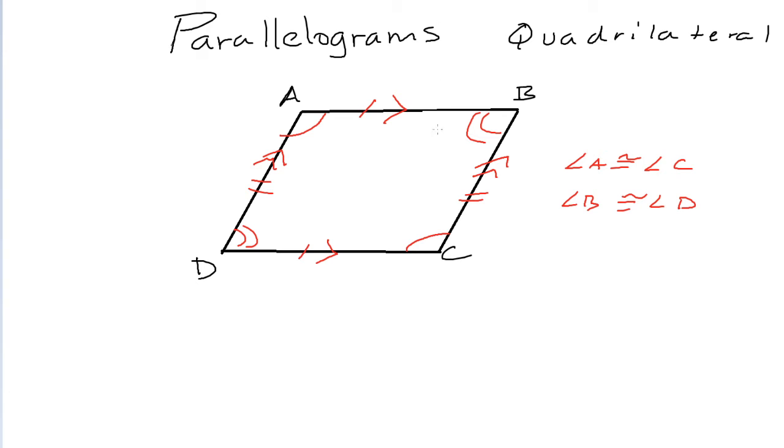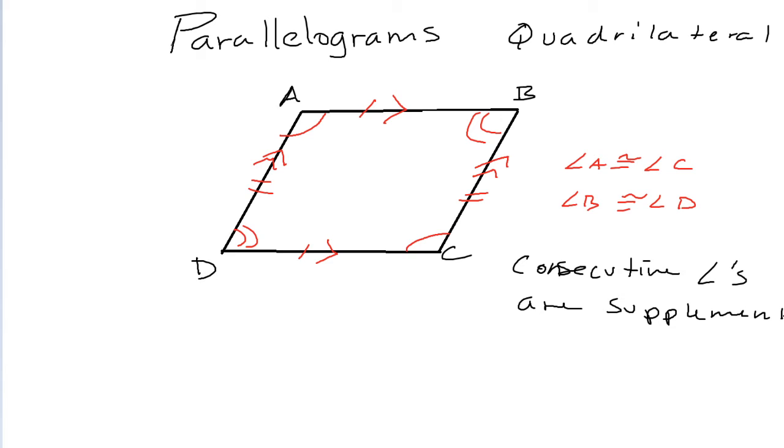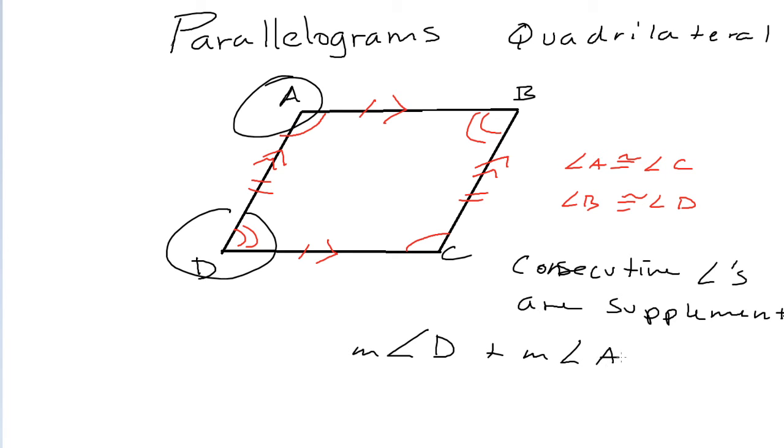We also know that consecutive angles are supplementary. Well, what does that mean? What it means is that any two angles next to each other, such as D and A, are equal to a sum of 180 degrees.